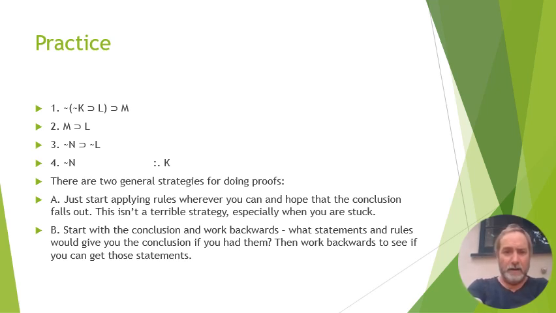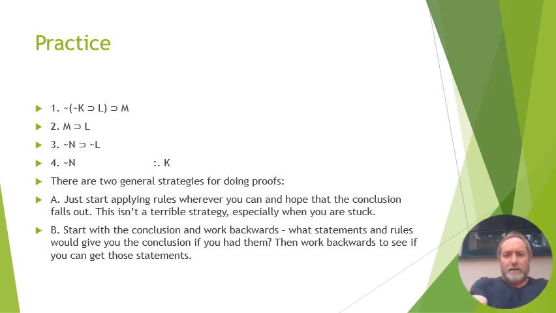That's the main operator. The second premise is also a conditional, kind of a simpler one, where both the antecedent and the consequent are atomic statements. Line 3 is yet another conditional. Here, both the antecedent and the consequent are negated. And then finally on line 4, we just have the negation of N, right? So that's what we have to work with. And our goal is to produce K using only the valid rules, right? So here are 2 general strategies.